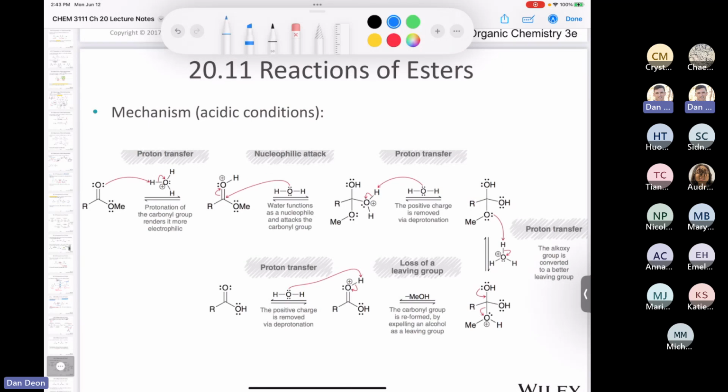And so I'm not going to go over this in detail at the moment because I covered this in the Fischer video, but you see that it's just a proton transfer, then nucleophilic attack by water because water is in excess. Then we get 2 successive proton transfers to make the alcohol a good leaving group. We lose the alcohol, do a proton transfer, and we're all the way back at our carboxylic acid. And so this is definitely a mechanism that you need to know in this class.